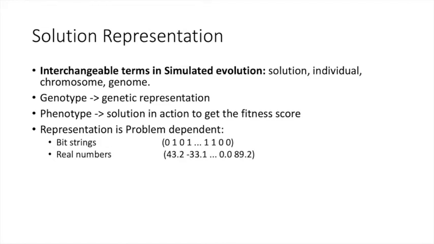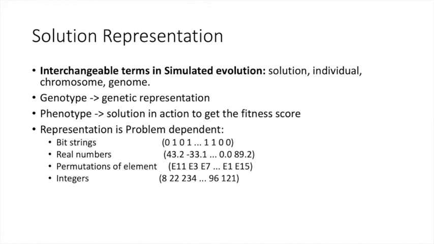GAs also evolve vectors of real numbers or permutations of elements. So for example, if you want to solve the traveling salesperson problem, then each solution is a permutation or a sequence of cities to visit. If your problem so demands, you can also evolve vectors of integers or even complete programs. For example, as in the robot guidance problem that we discussed earlier.